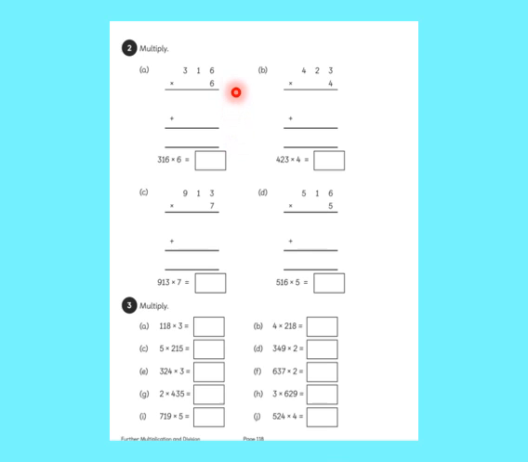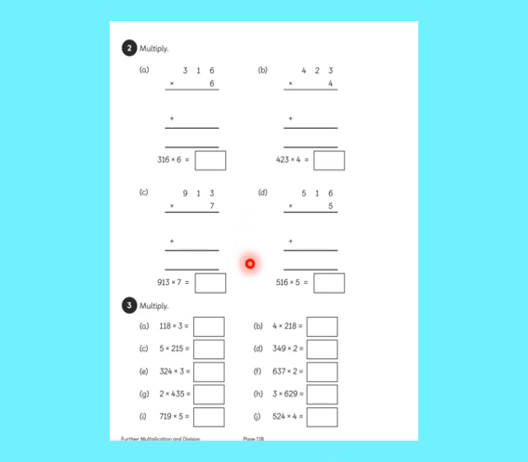Now for question 2, again it's looking at that method that we looked at yesterday. Okay, you can see it's this more expanded method. So you will start with your ones. So for example, in the first one, 316 times 6, we will do our 6 times 6 ones and put the answer here. And then 6 times our tens, that will go here. And then 6 times our hundreds, and that will go here. And then you can just add them all up to give you a total. And that's the same for B, C and D.